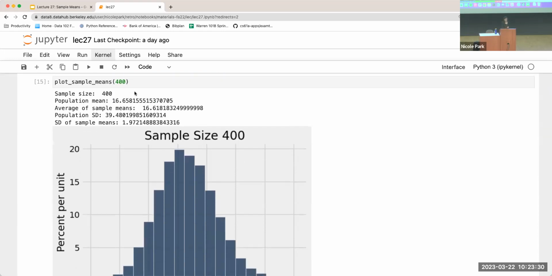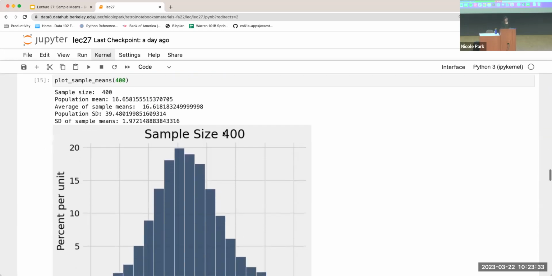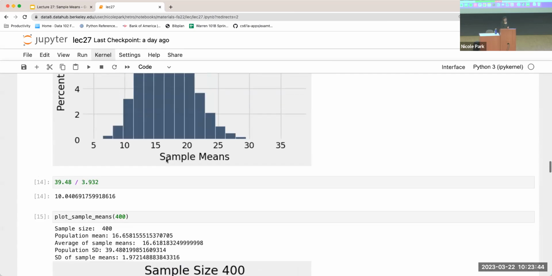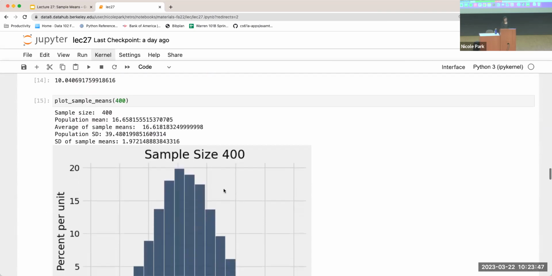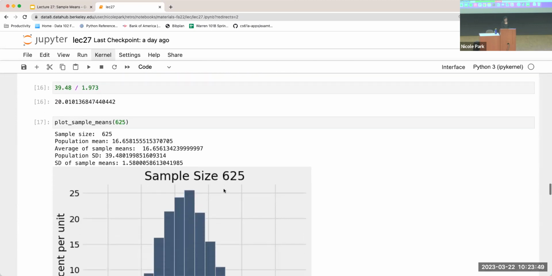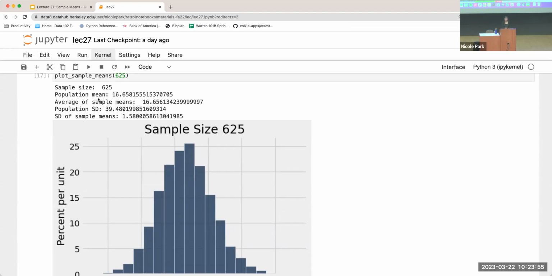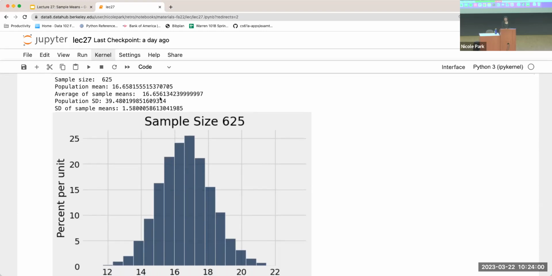Let's say that I plot the sample means of size 400. The population mean is still 16.66, but the average of the sample means is, again, 16.62. It looks a little bit more normal than the original sample size of 100. So let's see what happens when we increase it to 625. With a sample size of 625, the population mean, again, is still 16.66, but the average of the sample means is also 16.66. So you'll see that as we increase our sample sizes, the sample averages are centered closer to that population average.